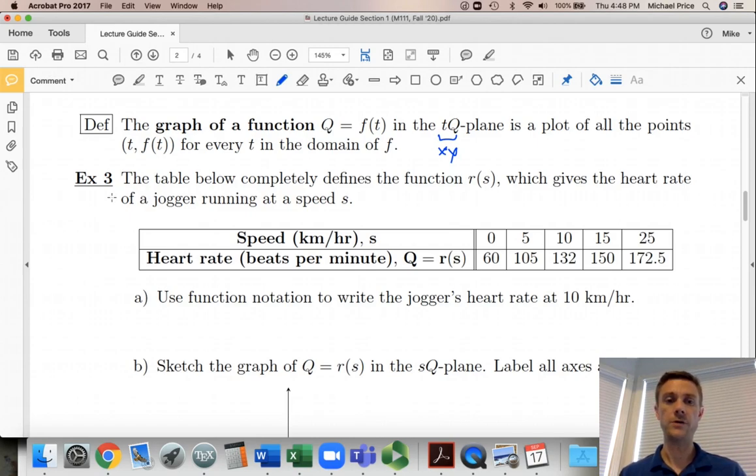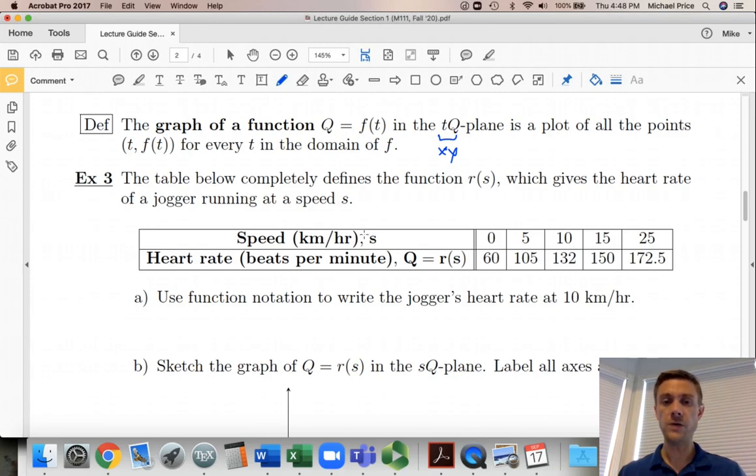As a concrete example, let's let this be R of S. So we've picked a new letter other than F. Very scandalous, I know. So this is R of S, and the reason we picked R is because we're talking about heart rate. So I think R for rate fits. The letter choice helps remind us of the function that we're actually working with. And then the speed is S here. So R of S would be the heart rate at a particular speed of the jogger.